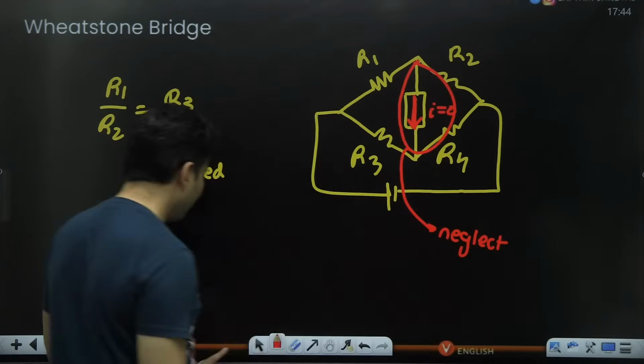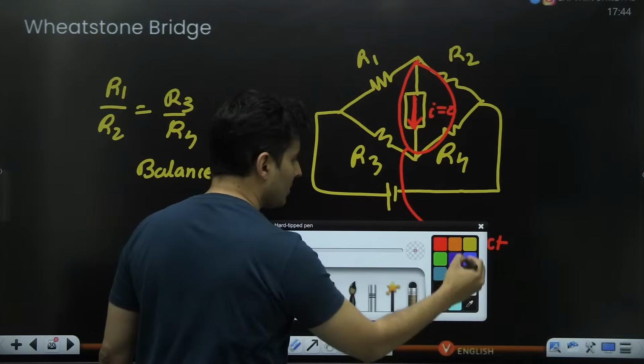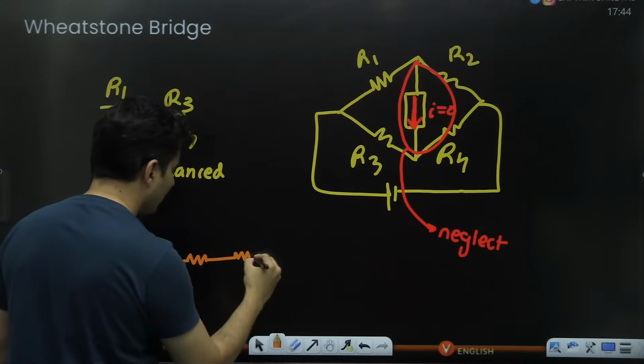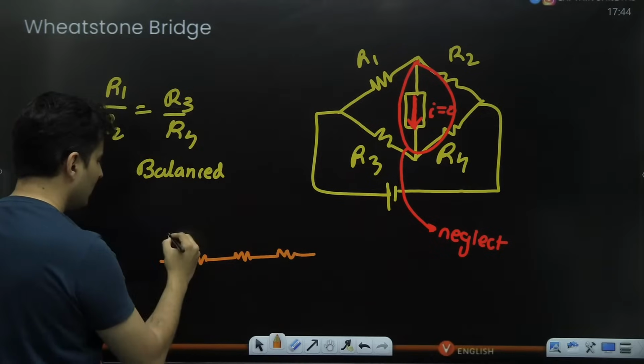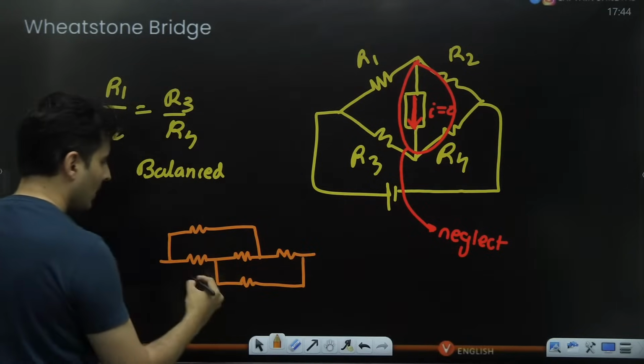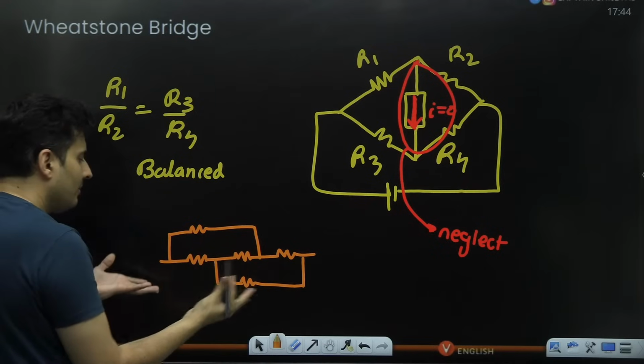And this is a standard form of the Wheatstone's bridge. But also remember, even this is a Wheatstone's bridge. You take a resistor here, take a resistor here, take a resistor here, then put a resistor like this and put a resistor here like this. Yep, even this is a Wheatstone's bridge, guys.